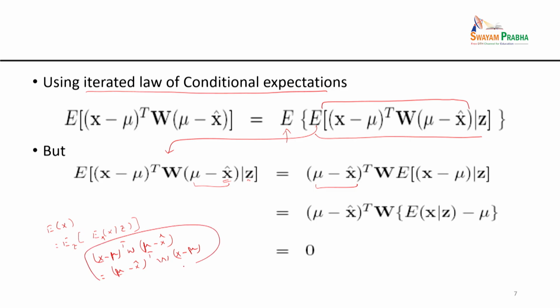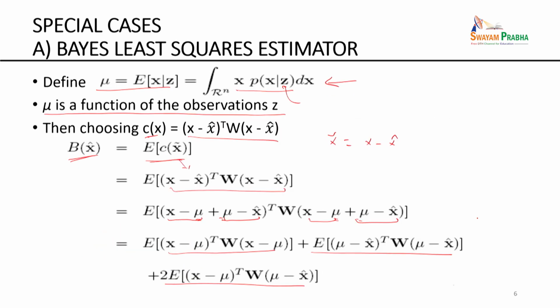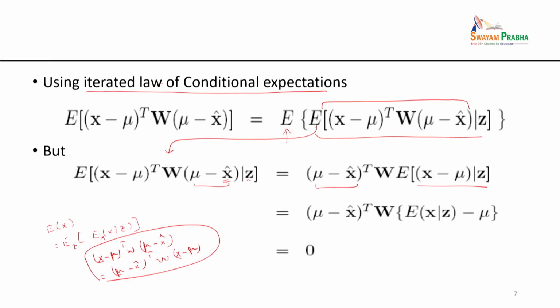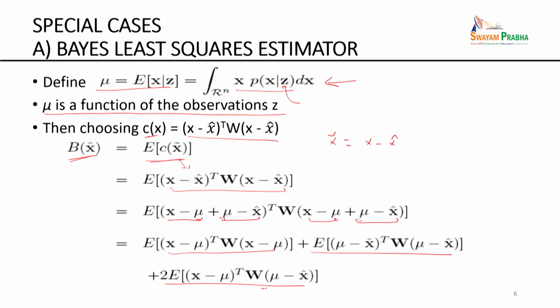So using this formulation, mu minus x hat comes out, W comes out. I'm left with this. So this is equal to (mu minus x hat) transpose W times the expected value of x given z minus mu. Now let's go back to the definition of mu. Mu is equal to the expected value of x given z. So these two are the same. So that is 0. So the cross term is 0. By using the iterated law of conditional expectation, I can make sure that this cross term is 0.